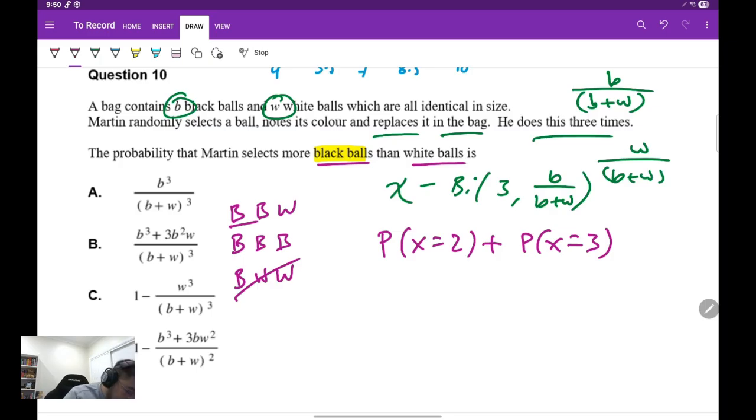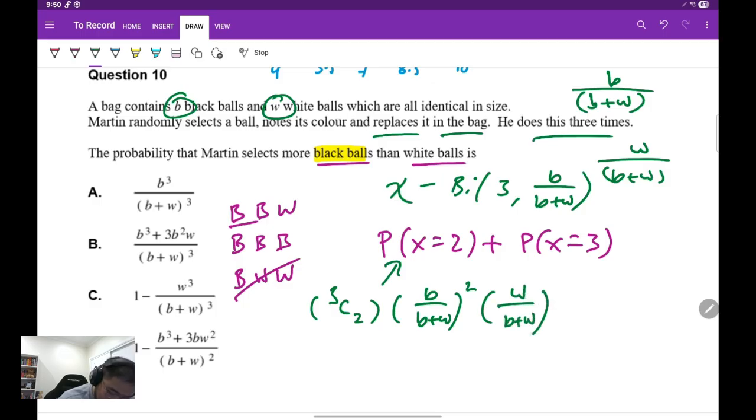So since this is binomial, the probability of getting 2 is going to be 3 choose 2. The probability of success is b over b plus w to the power of, in this case, we want 2. And the failure will be w over b plus w to the power of 1. So that's that first bit here.